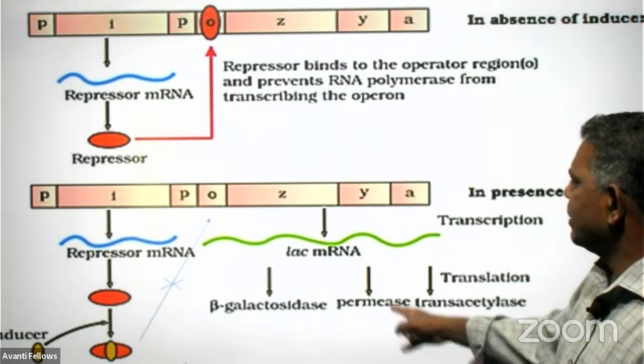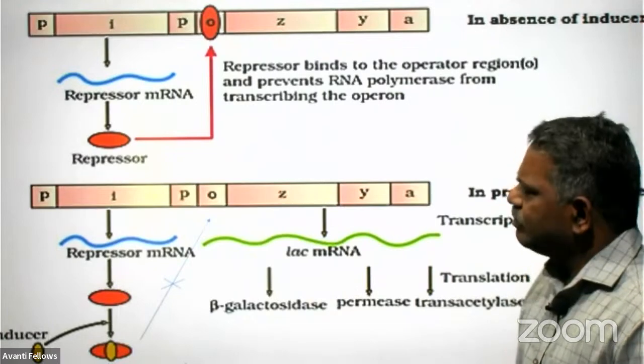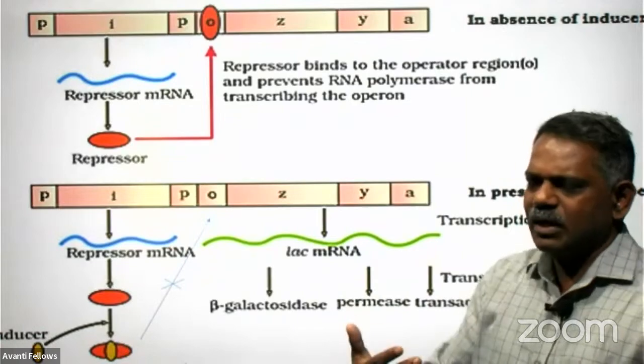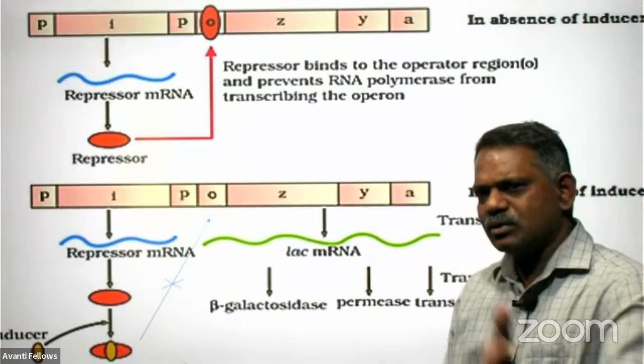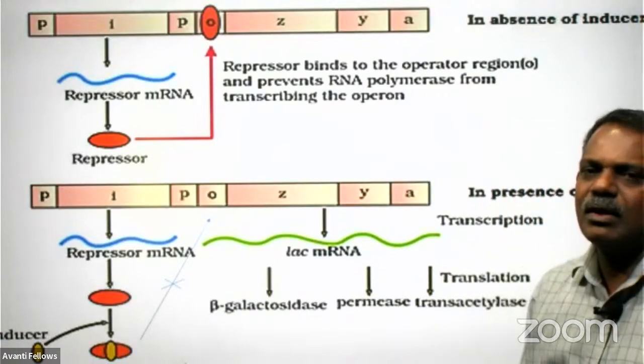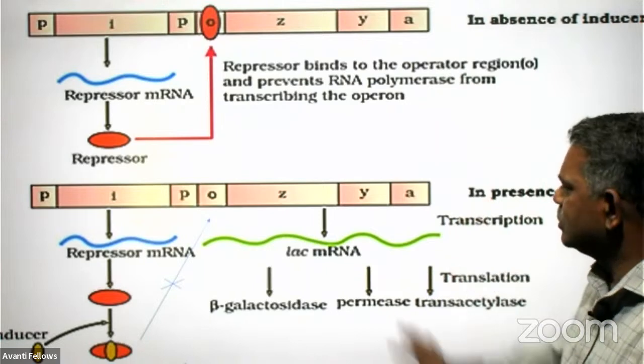The role of the permease is to increase the permeability of the membrane of this E. coli, so that from the outside, because of the difference in concentration, lactose can easily enter inside the cytoplasm of E. coli. So this is what happens in the presence of inducer.